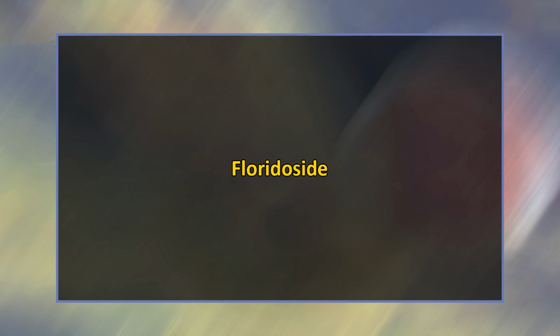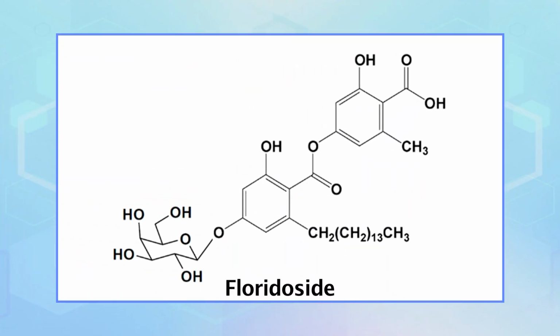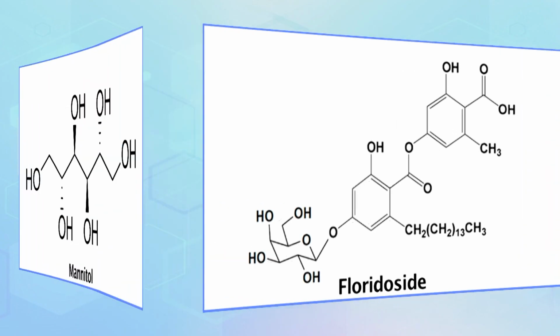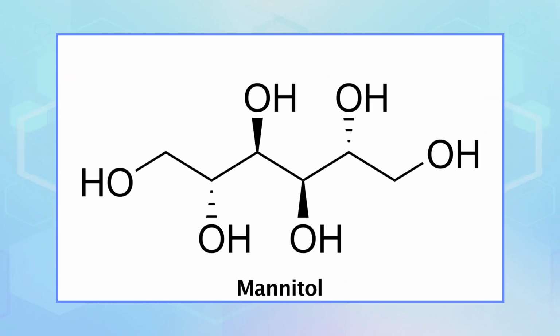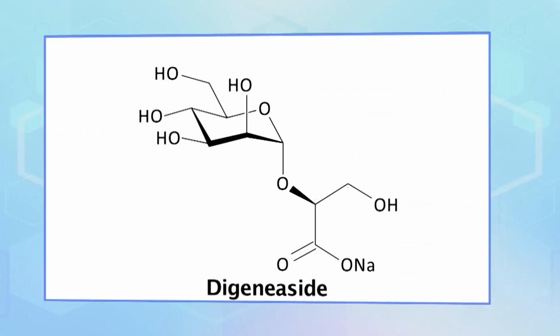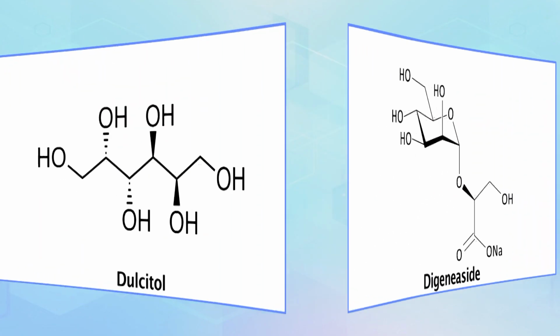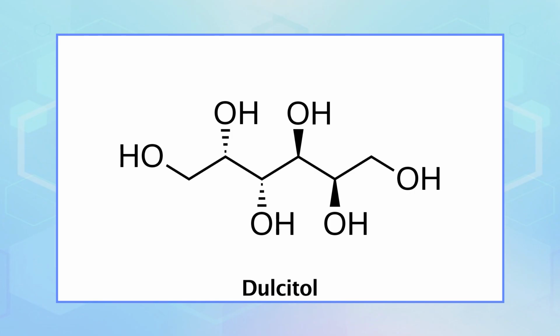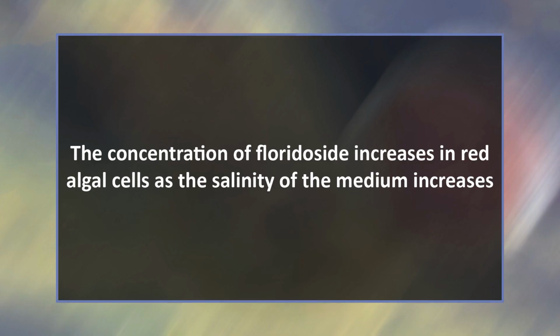Floridoside, O-alpha-D-galactopyranosyl-1,2-glycerol, is the major product of photosynthesis in the red algae, although mannitol, sorbitol, digeneaside, and dulcitol also occur. The concentration of floridoside increases in red algal cells as the salinity of the medium increases.